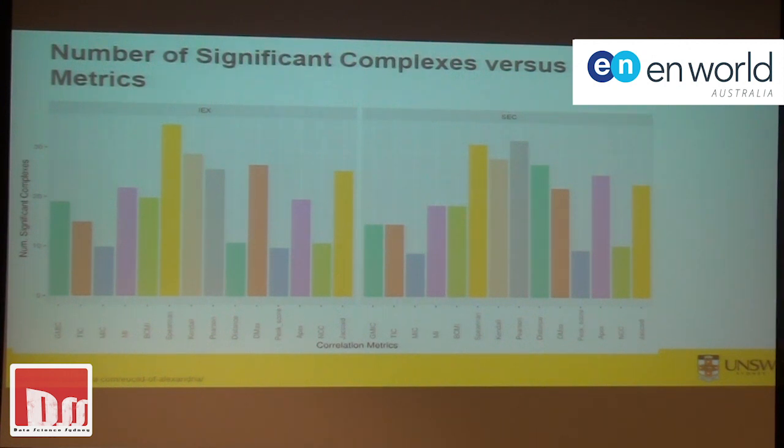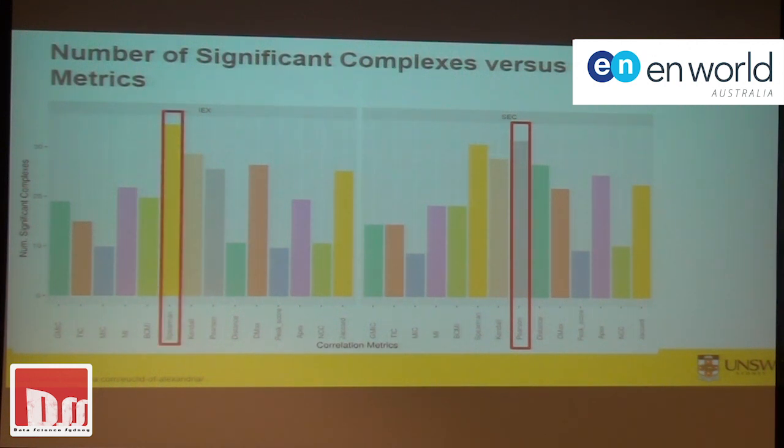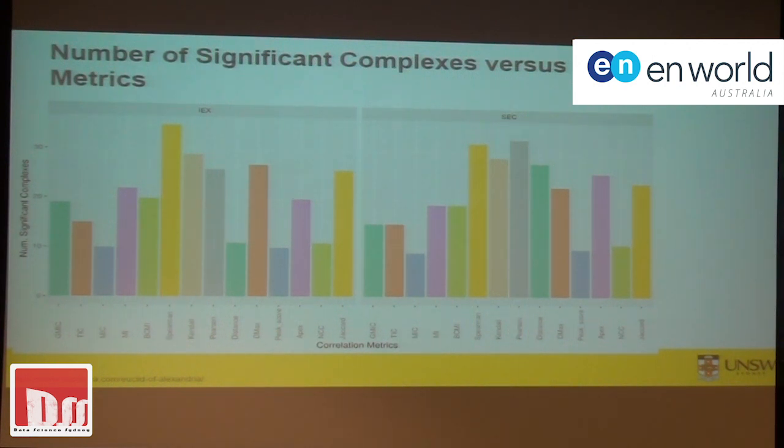So this is a glance of my result. On the left, you've got your IEX data. On the right, you've got your SEC data. The y-axis gives you the number of significant complexes, and the x-axis is the 16 correlation metrics. For the SEC dataset, Pearson correlation worked the best. For the IEX dataset, Spearman correlation worked the best. And then Euclidean distance did not find any complexes to be significant at all, which is interesting because a lot of people still use Euclidean distance to analyze PCP data.